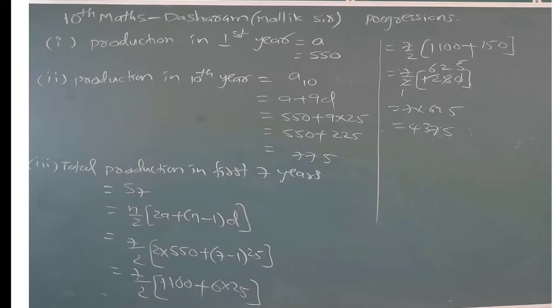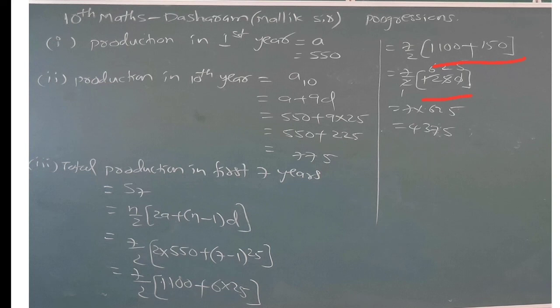Next, third answer, total production in the first 7 years. The first 7 years is denoted with S7. First I am writing the Sn formula, n by 2 of 2a plus n minus 1 into d. Substitute n equals 7, a equals 550 and d equals 25. Then substitute all values here. 2 into 550 is 1100 plus 7 minus 1 is 6 into 25. So 1100 plus 150 equals 1250.